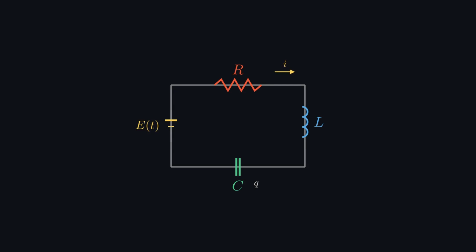Okay, now throw all that away and look at the circuit instead. In a single loop, we wire up four things in series: a source of voltage, E of t, a resistor, R, a coil or inductor, L, and a capacitor, C. Charge, Q, piles up on the capacitor, and the current is just how fast that charge is moving.